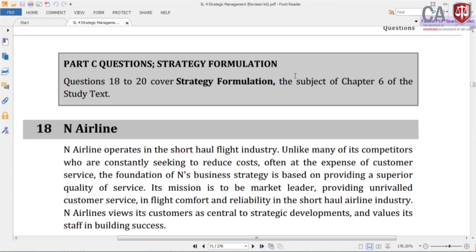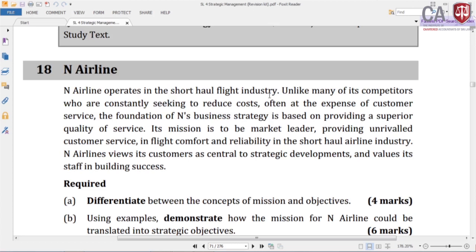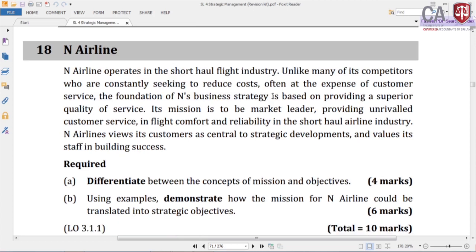Then we are moving to the next one, strategy formulations. So we look at the first questions. Question number 18, N airline. Look at the requirement here. Differentiate between the concept of mission and objectives, 4 marks.